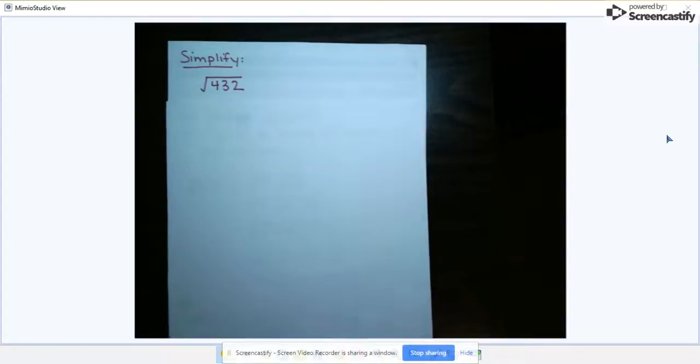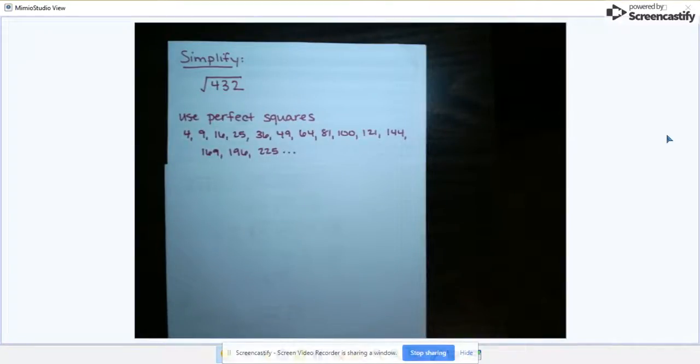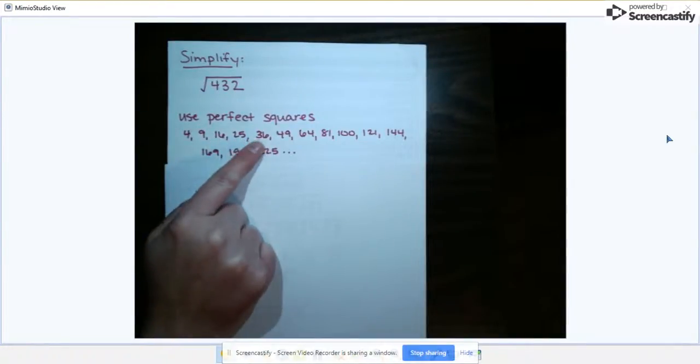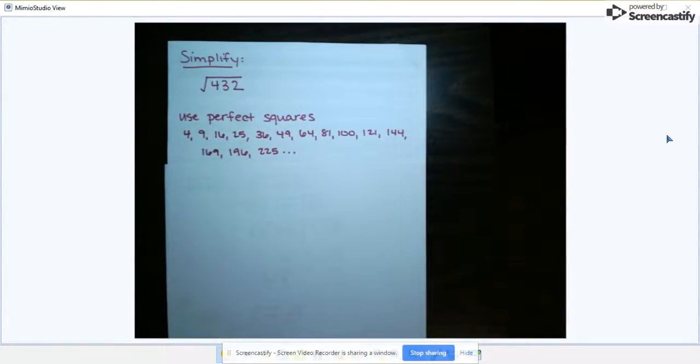Okay, we're going to do a lot of simplifying square roots as well. So it's really important to know your perfect squares. If you want to copy this down, that's fine. But this is just 2 squared, 3 squared, 4 squared, 5 squared, 6 squared, and so on. So those are going to be really helpful when we go to simplify these radicals, because we're going to use them to see what is a factor.